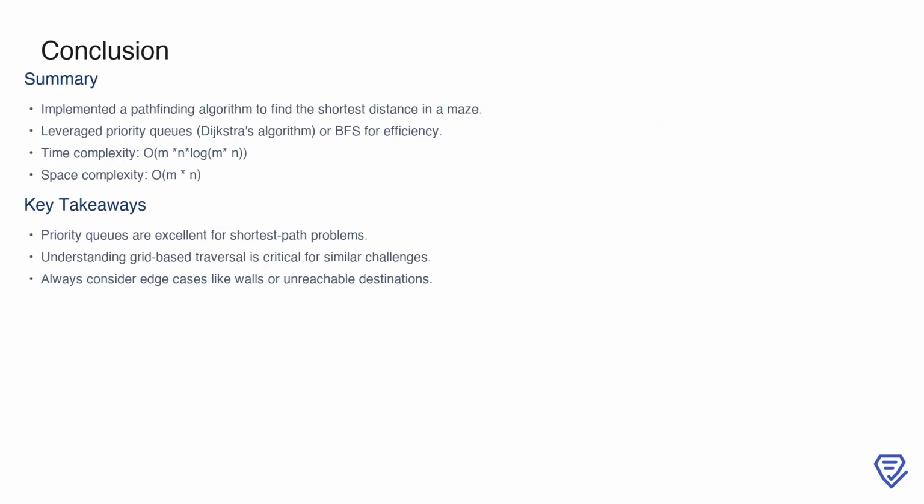Great job! Today, we tackled the Maze 2 and explored efficient ways to solve grid-based shortest path problems. Remember, priority queues and BFS are powerful tools for these scenarios. Stay curious and keep practicing.